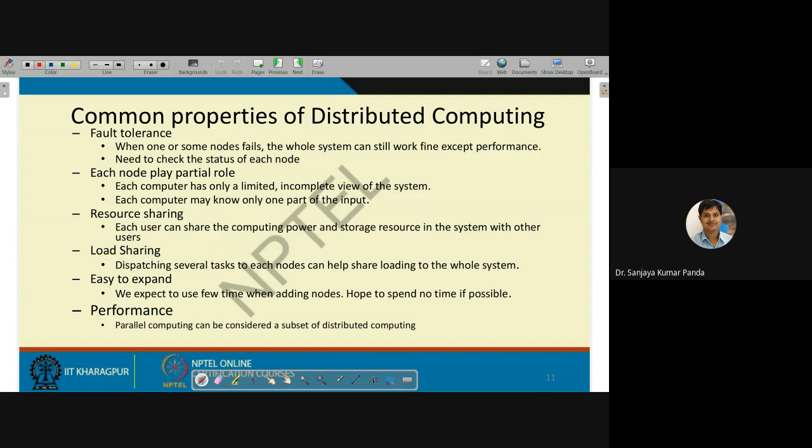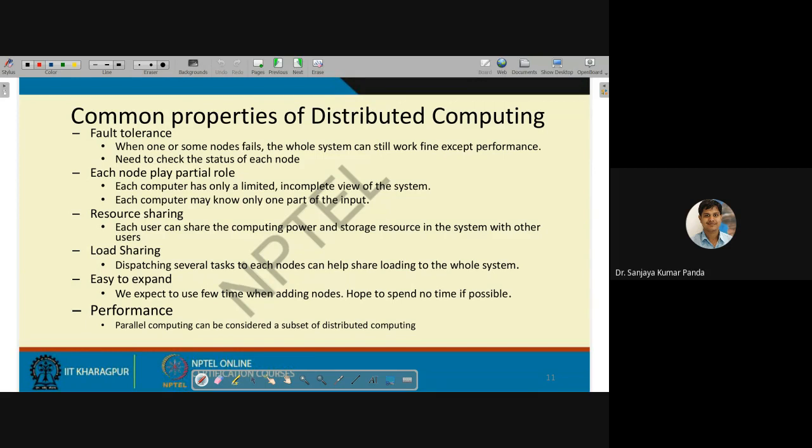If you imagine a distributed system, as it is a machine, failure is obvious. There may be a hardware failure, a software failure, or a communication failure. It is the obvious one. So one or more nodes can fail over a period of time, but it should not affect the performance of the whole system. Then we can say this entire system is called a fault tolerant system.